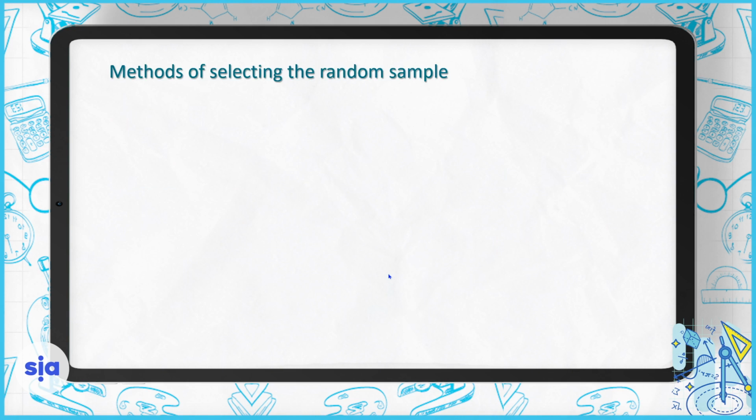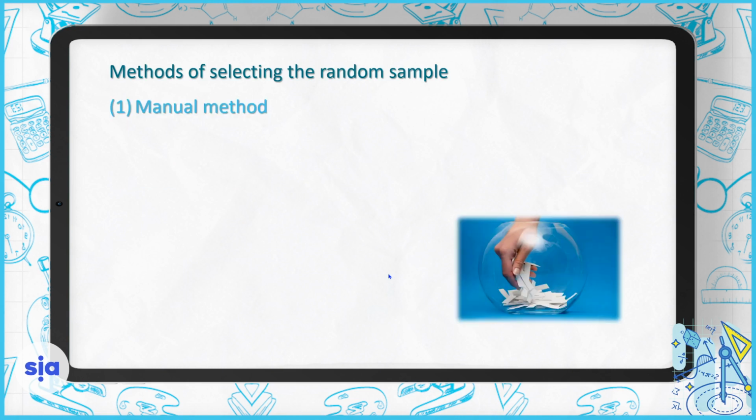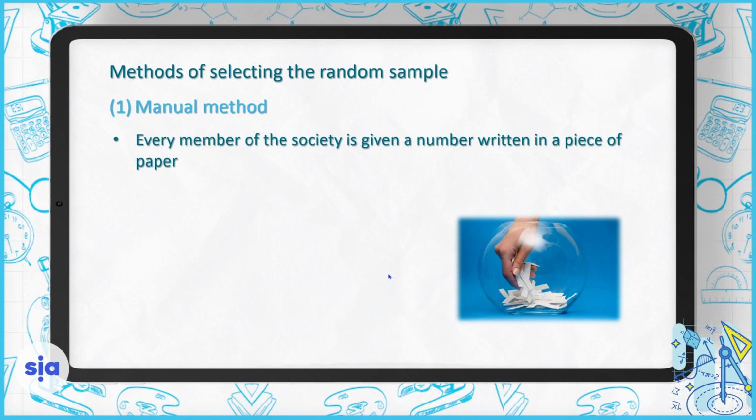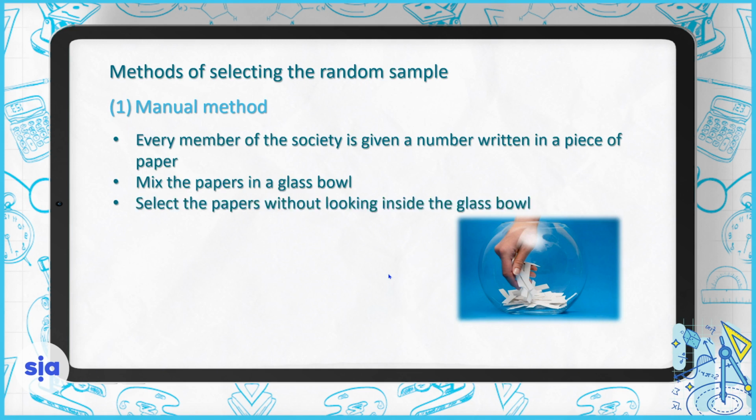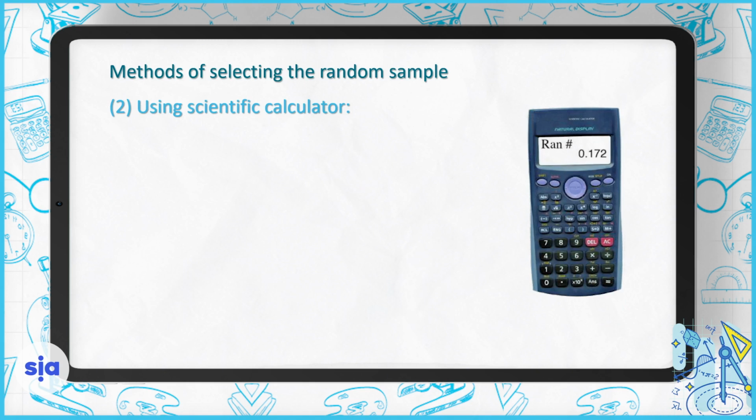Let's now move to the methods of selecting the random sample. The first way is the manual method, in which every member of the society is given a number written on a piece of paper, and then we mix the papers in a glass bowl and select the papers without looking inside the glass bowl. The second method is using the scientific calculator.